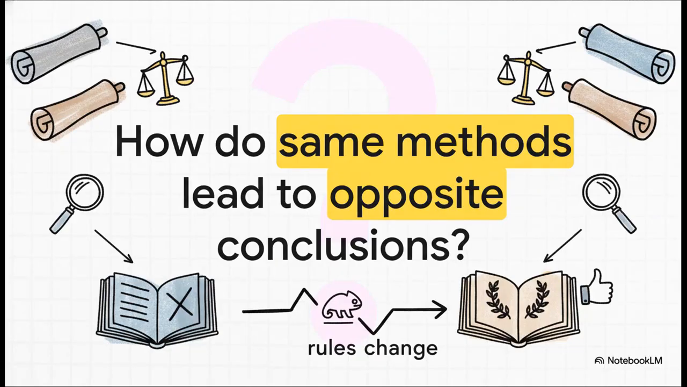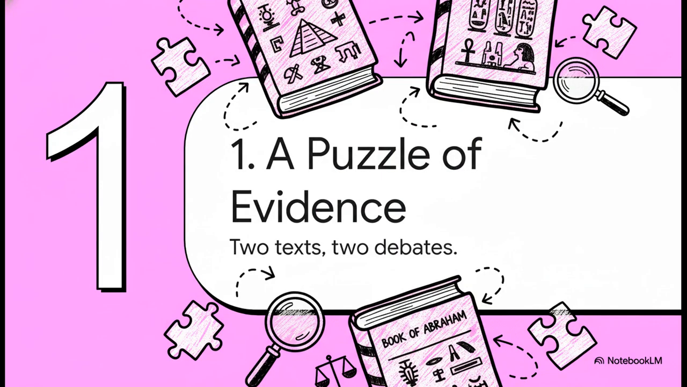So here's the central mystery we're unpacking. How is it possible for smart people, using these same kinds of analytical methods, to look at two very similar historical documents and walk away with completely opposite conclusions? This isn't just a simple disagreement. It feels like the goalposts are moving, depending on which text is under the microscope. And the two texts at the heart of all this, the Book of Mormon and the Book of Abraham, both have sparked some seriously intense debates, which actually makes them the perfect case studies for what we're about to get into.